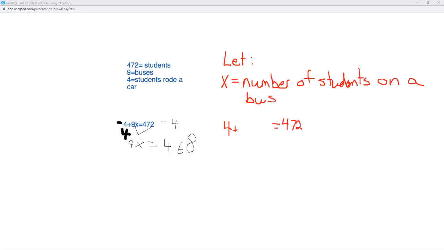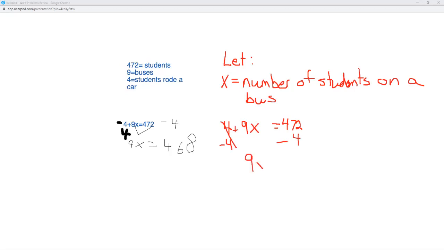And when I add these up, I have 9 buses. All right, and the number of students on a bus. You notice bus and bus, usually they'll have some sort of word in common. The variable and the thing you multiply times that variable. And you get that.